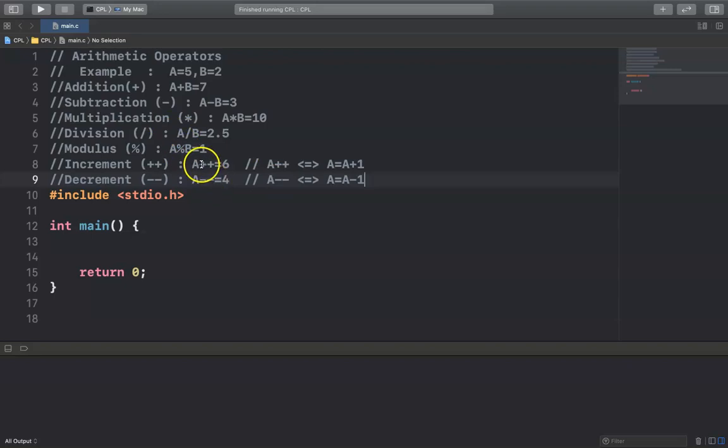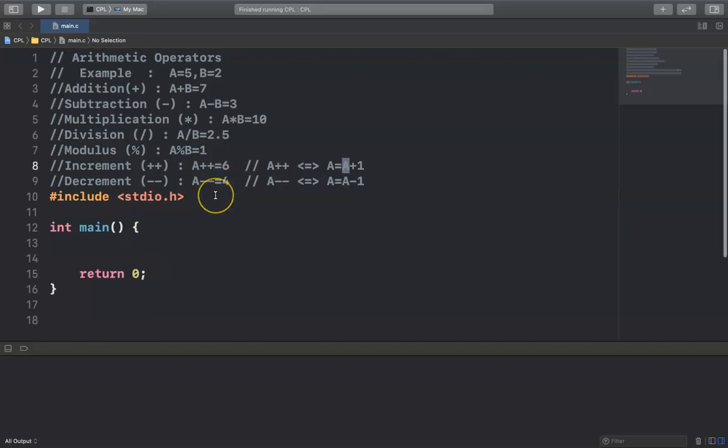So here A plus plus equal to 6 because A equal to 5. A plus plus means A equal to A plus 1. So A is 5, 5 plus 1 is 6. That's why A plus plus equals 6. And A minus minus equals 4.